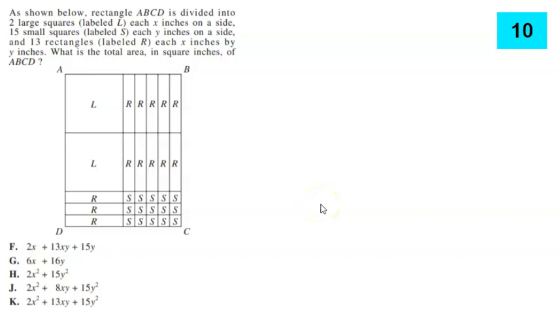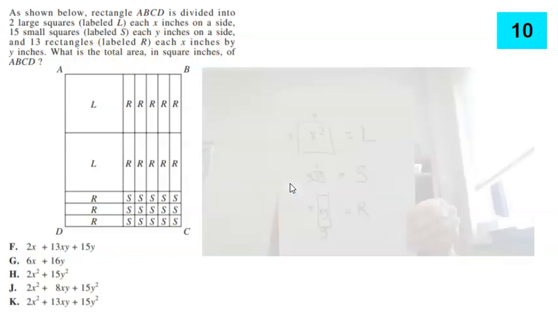As shown below, the rectangle ABCD is divided into 2 large squares labeled L. Each of those has X on the side, so these have X's on the sides. Then labeled S, each of those have Y's on the side, and then the R. Well, they don't tell you how they're labeled. Well, actually they do. They say they're X by Y. So what's the total area?